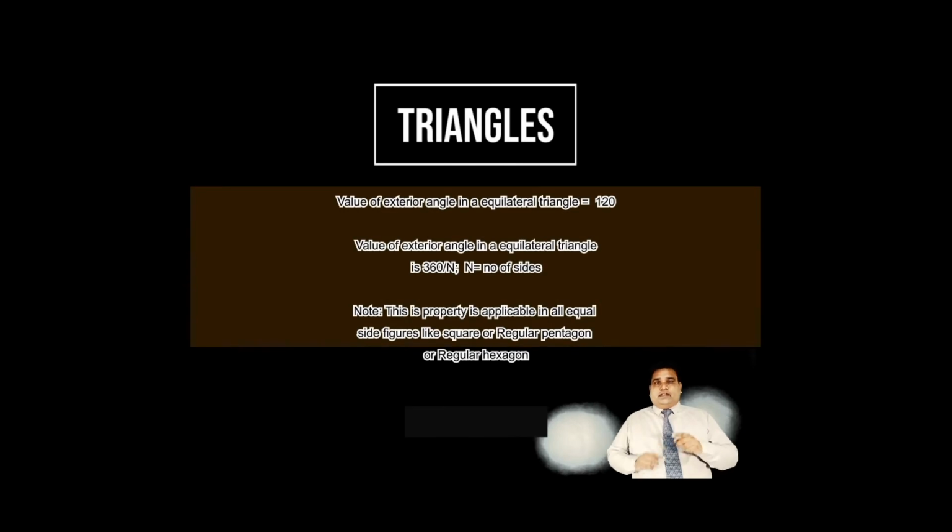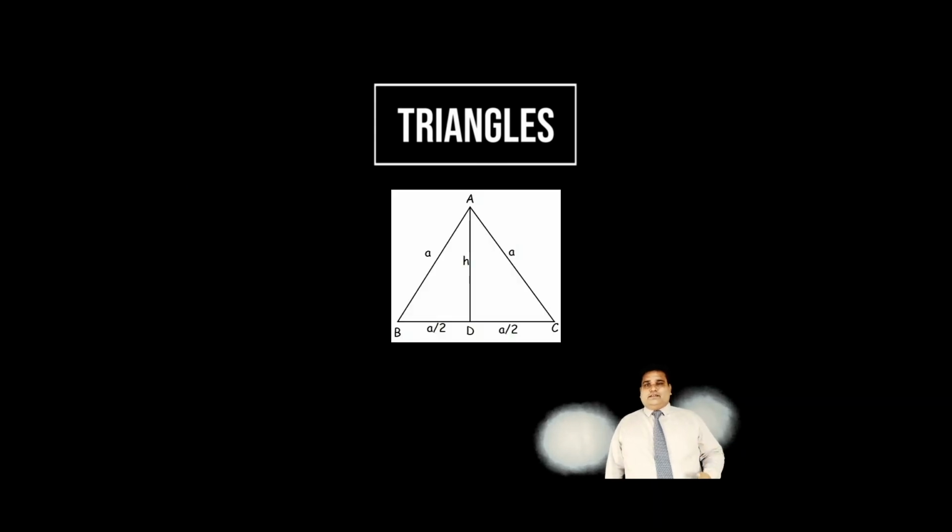Concept number 31, value of exterior angle in equilateral triangle. The value of the exterior angle of an equilateral triangle will be 120 degrees. We have learned the formula that the exterior angle is 360 divided by n, where n is the number of sides. This formula, 360 divided by n, is a universal formula for all regular polygons.